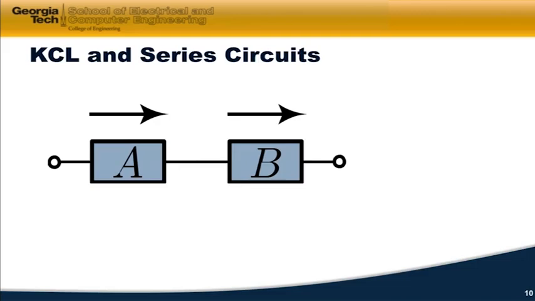Now if I have two elements in series with one another, this is a node between them, and the current entering has to equal the current leaving. If this is I sub A and this is I sub B, then the current that enters this node, I sub A, has to equal the current that leaves this node. That means any current that flows through elements in series with one another is the same current.